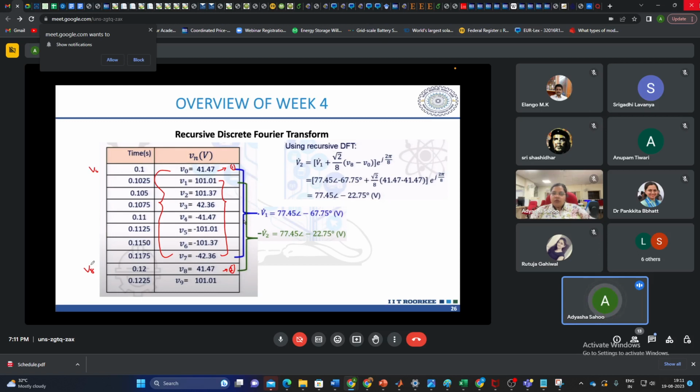By doing this, we can say the computational burden will be reduced, because we are not redoing the DFT for all 8 data points once again. We are just discarding the older data and adding the new data that we have here. And using the knowledge of the previous instant phasor, we are computing the phasor for the next.